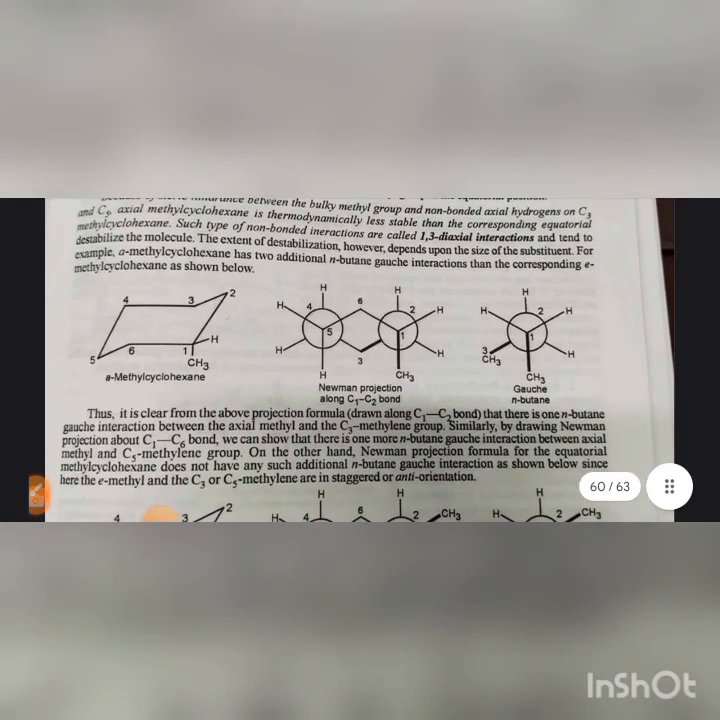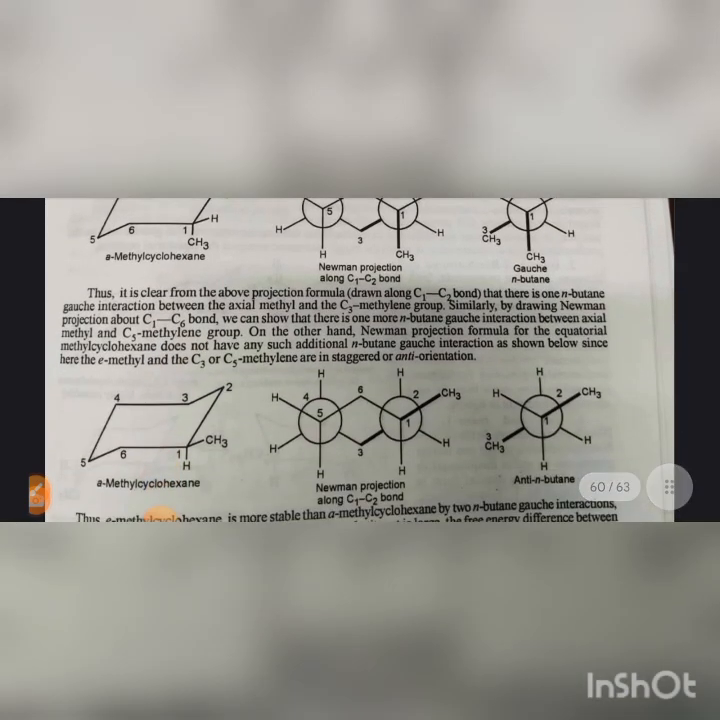For example, axial methylcyclohexane has two additional n-butane gauche interactions compared with the corresponding equatorial methylcyclohexane, as shown below. This is clear from the projection formula drawn along the C1 and C2 bond, where there is one n-butane gauche interaction between the axial methyl and the C3 methylene group. Similarly, by drawing the Newman projection about C1 and C6, we can show that there is one more n-butane gauche interaction between the axial methyl and the C5 methylene group.